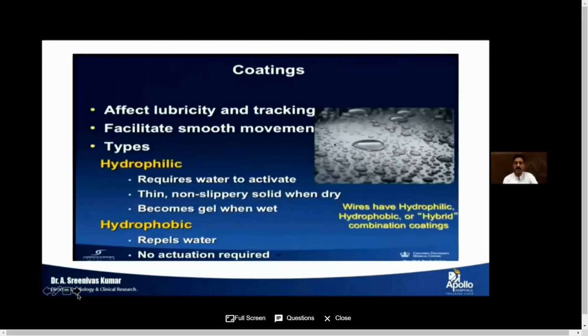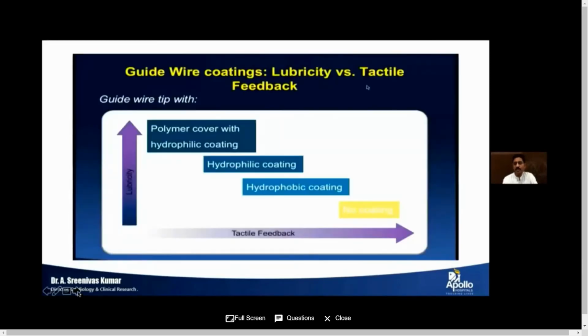The other important nature of the wire is about coating, the lubricity. The hydrophilic nature of the wire, when it gets in contact with water or blood, becomes activated and slippery, whereas the hydrophobic nature repels water. So some of these wires, like Whisper, have good coating, and once they get into the body, they become more slippery. But it's also important for us to understand that lubricity and tactile feedback are inversely correlated.